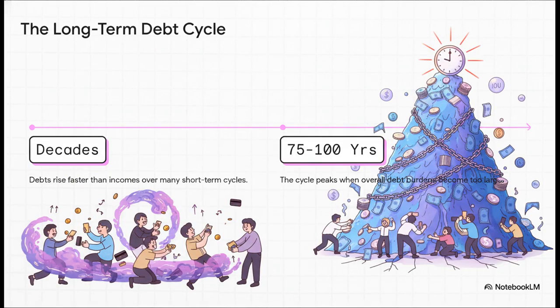But here's the kicker. When you zoom way out and look at this over many decades, you start to see something else. Each little cycle ends with a bit more debt than the last one. And why does that happen? Well, it's human nature. We tend to want to borrow and spend more rather than pay back debt. And over 75 to 100 years, this behavior creates a massive, long-term debt cycle.